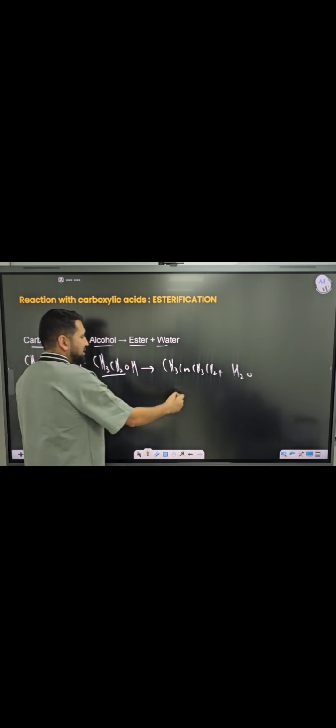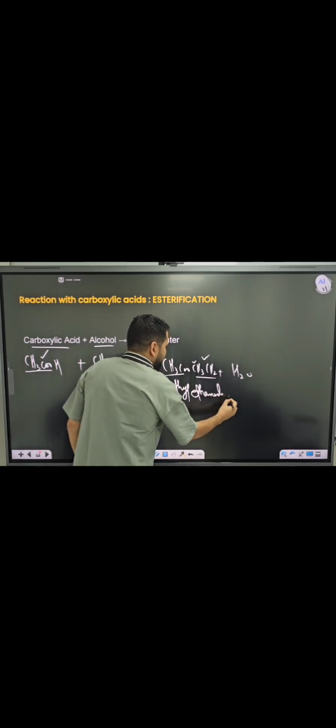Now we can name it. How many carbons are there from this side? 2 carbons. So it will be ethyl. How many carbons are from this side? 2. Ethyl ethanoate. That I showed you a few minutes back. No need to do it. Now guys, let's move on.